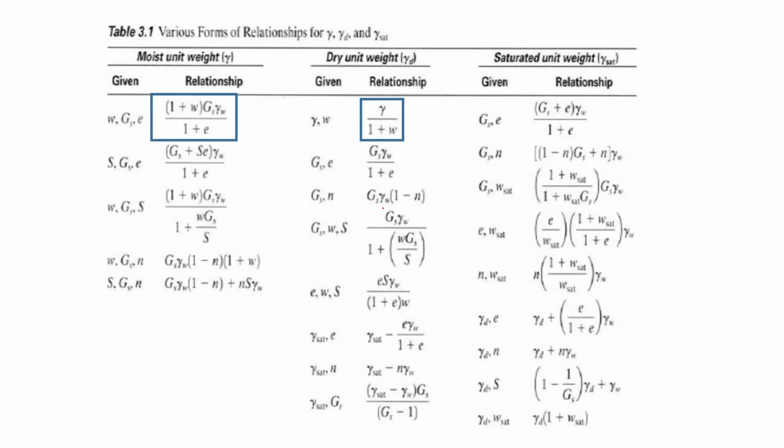Okay, fine. And this one, gamma d equal to gamma b by 1 plus w, where gamma b is bulk. This is also one important formula: gamma d equal to gamma b by 1 plus w. This is also derived from the previous formula. So you can actually memorize some formulas like this so that it will be easy for you.